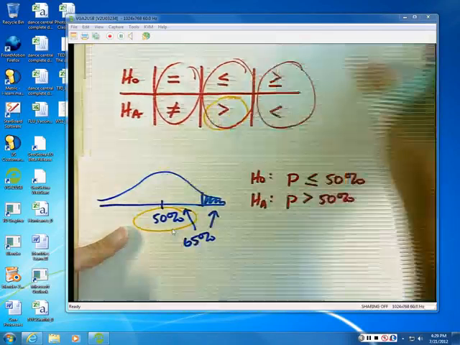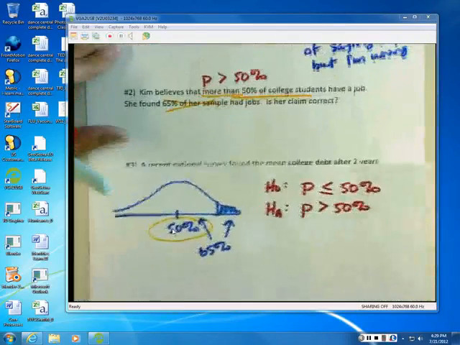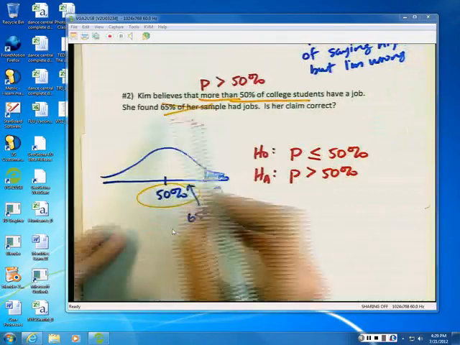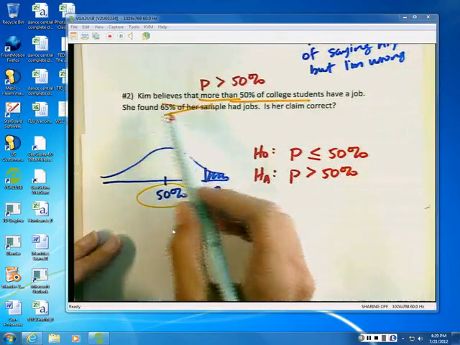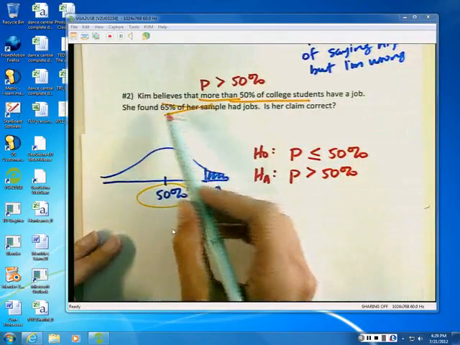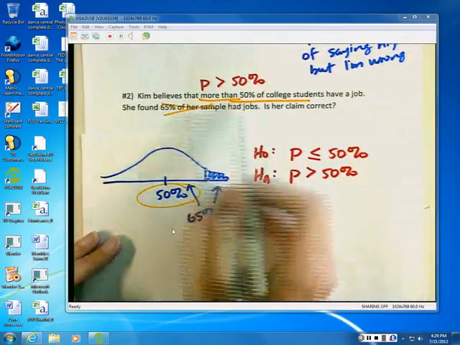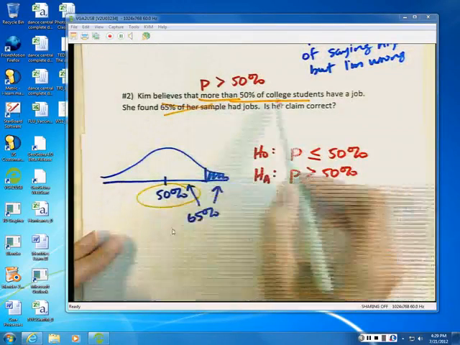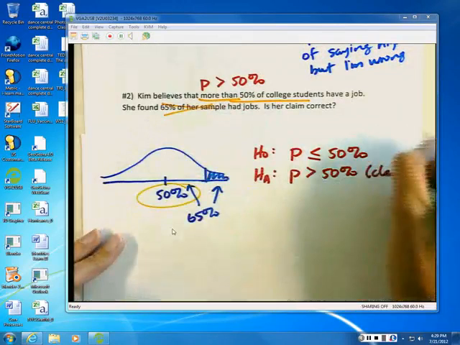So having those paired off makes things a lot simpler. You don't have to think through which one's which. So I've got my two hypotheses. I don't use 65% at all. That's what I use if I were going to actually test this. This is the number that she found in her sample. So I go ahead and take the claim, more than 50%. I'm going to go ahead and label the claim here. That will help later on.